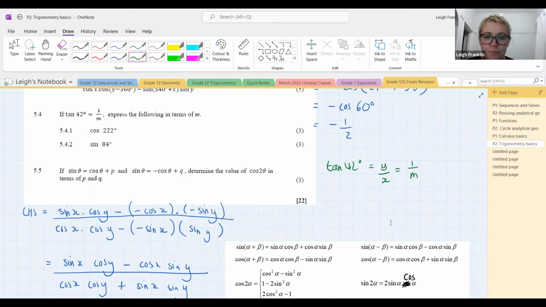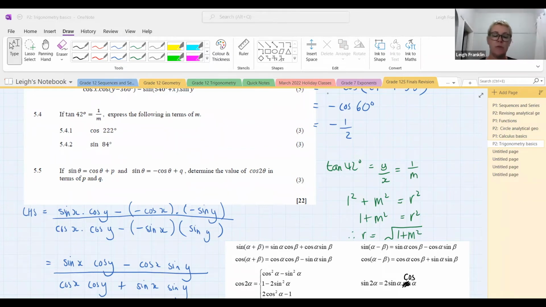So what's missing is the value of r. So we would say x squared plus y squared equals r squared. Okay, so 1 plus m squared is r squared, which means that r is going to be equal to root 1 plus m squared. All right, and now that we know what r is, we can go ahead and answer our question. Of course, we need to know what r is if we're working with cos, because cos is x over r.